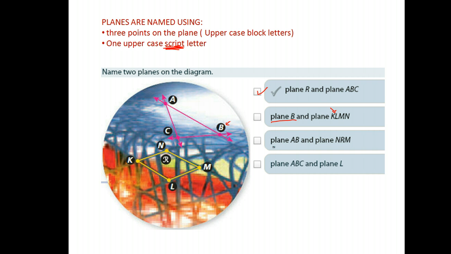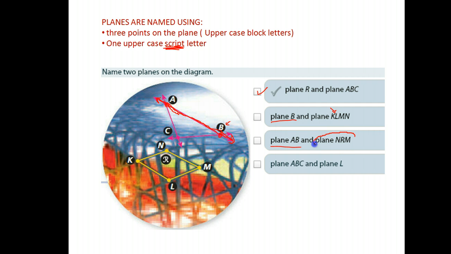Let's take the next one. Wants to name plane AB. Okay, well, AB, if you just name 2 points, what are you naming? You're not naming a plane, you're naming a line. Even though you put the word plane in front of it, you have to have 3 points. Okay, so that caused a problem there.